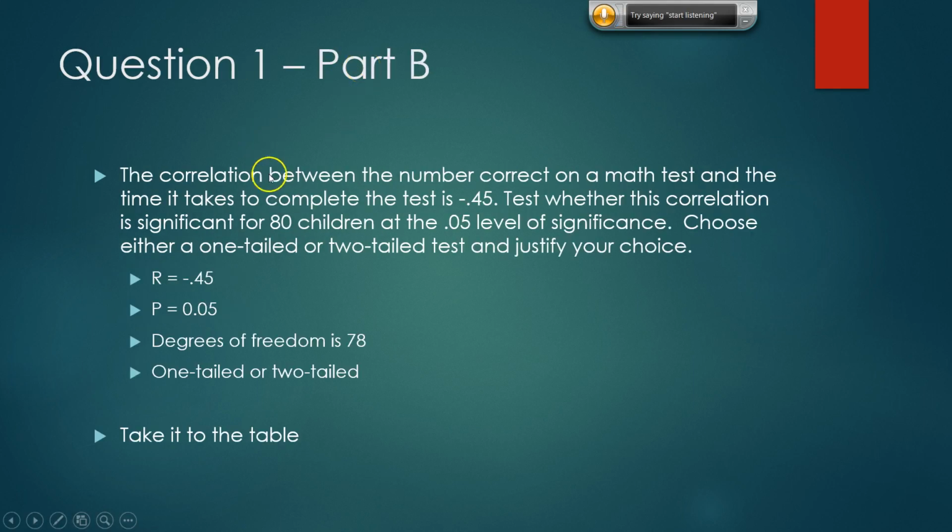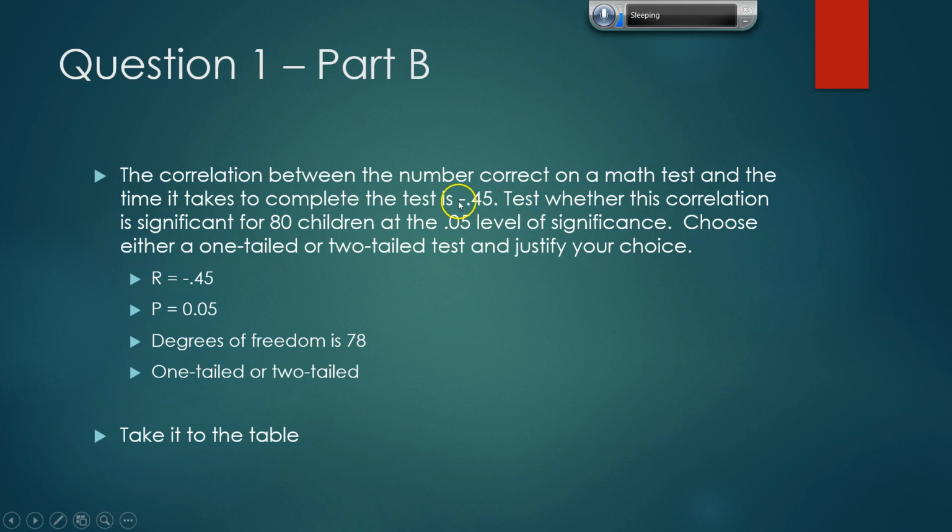Let's take a look at the second one. The correlation between the number correct on a math test and the time it takes to complete the test is negative 0.45. Test whether this correlation is significant for 80 children at the 0.05 level of significance. Choose whether a one-tailed or two-tailed test is the right one and justify your choice.